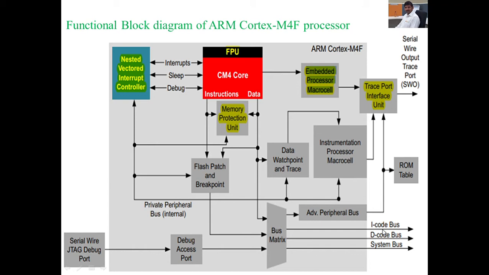I-code bus means instruction code bus for accessing the instruction, D-code bus to access the data, system bus to interact with the system peripherals. And it contains the serial wire JTAG debug port for debugging the information.